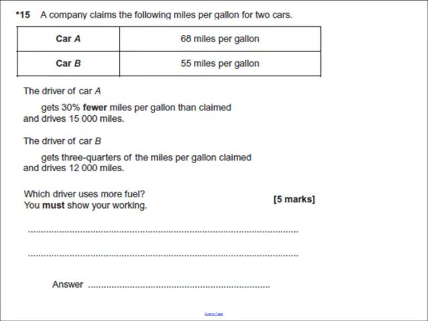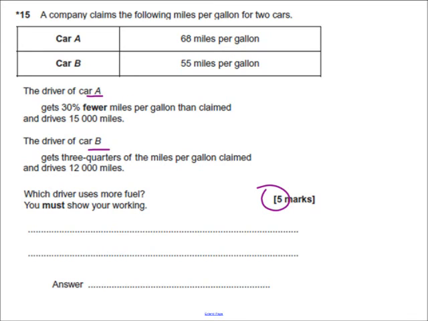Question 15. A company claims the following miles per gallon for two cars. Car A has 68 miles per gallon, car B 55 miles per gallon. The driver of car A gets 30% fewer miles per gallon than claimed, and he drives 15,000 miles. Driver B gets 3/4 of the miles per gallon claimed and drives 12,000 miles. Which driver is using more fuel? You must show your working out, and that's worth 5 marks. So there are a lot of marks here for some quite straightforward calculations.